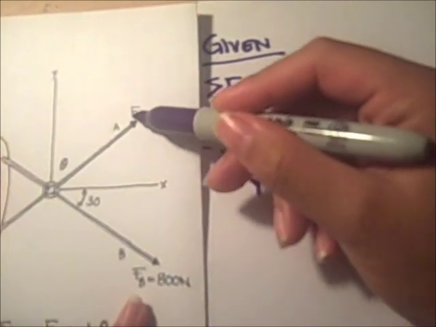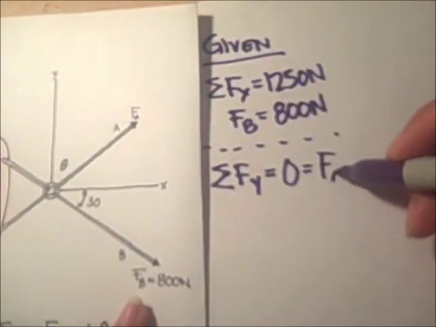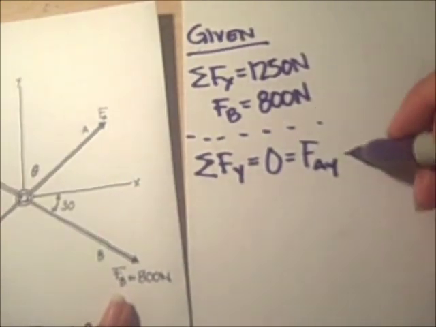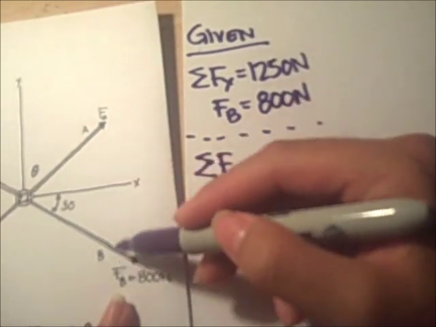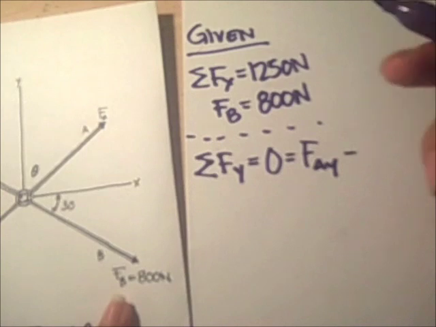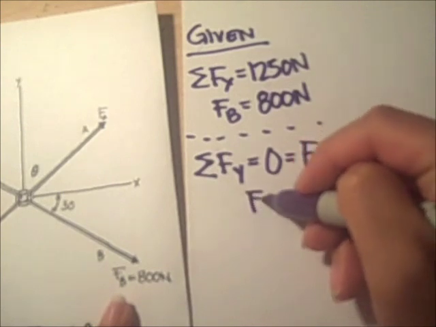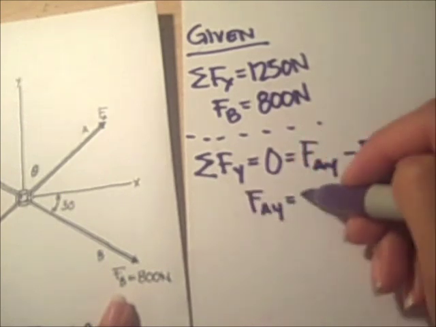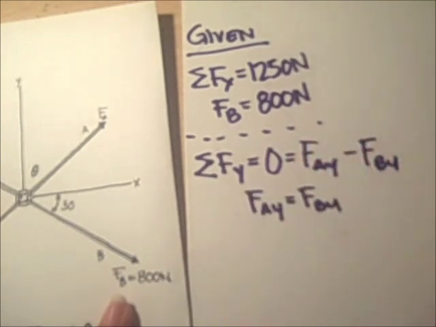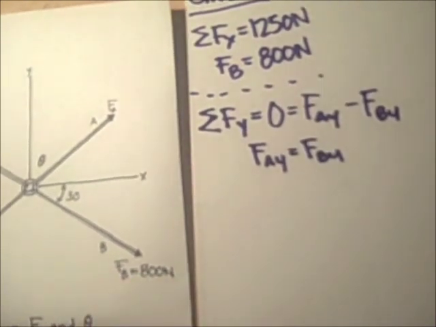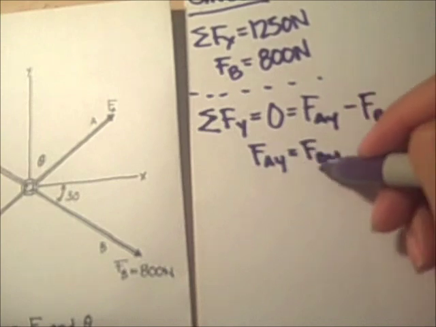So it's going to be FAy minus FBy, and the reason it's minus is because FB is in the negative y plane right over here. So FAy is going to be equal to FBy. Okay? And so we're going to be trying to find FBy.